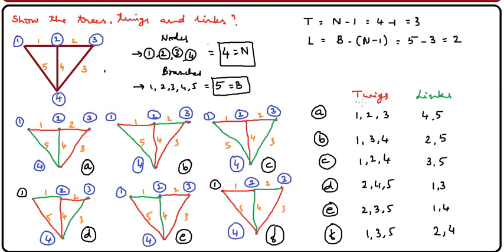Yeah. So in each and every tree we have 3 twigs and in each and every tree we have 2 links. So that is the formula. Simply capital N is equal to number of nodes, capital B is equal to number of branches. If this is the case, number of twigs capital T equals capital N minus 1 and number of links capital L is equal to capital B minus (capital N minus 1). Simple concept.